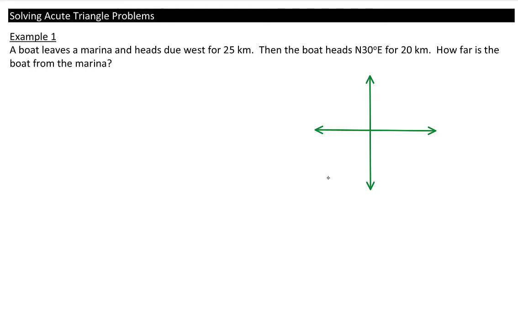So in this last part, we're going to look at solving acute triangle problems. With these questions, you may decide to use the primary trig ratios if you have right-angled triangles, or you may choose to use the sine law or cosine law.